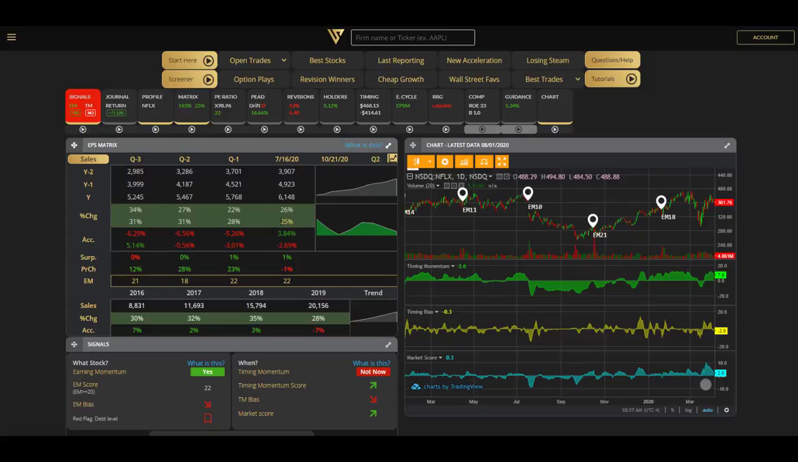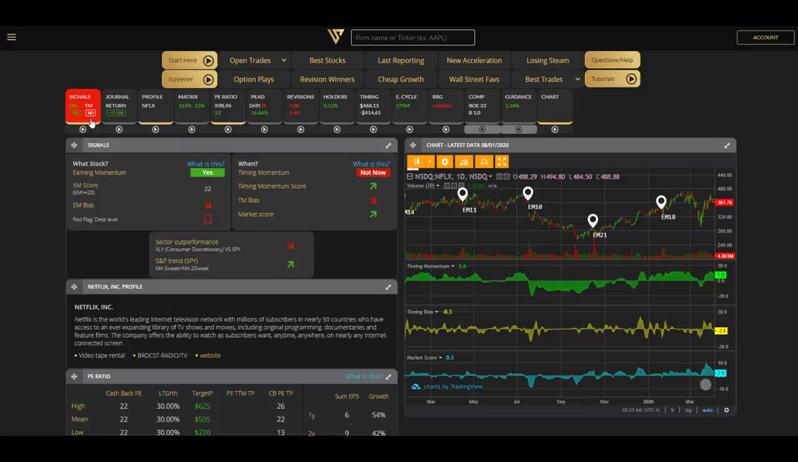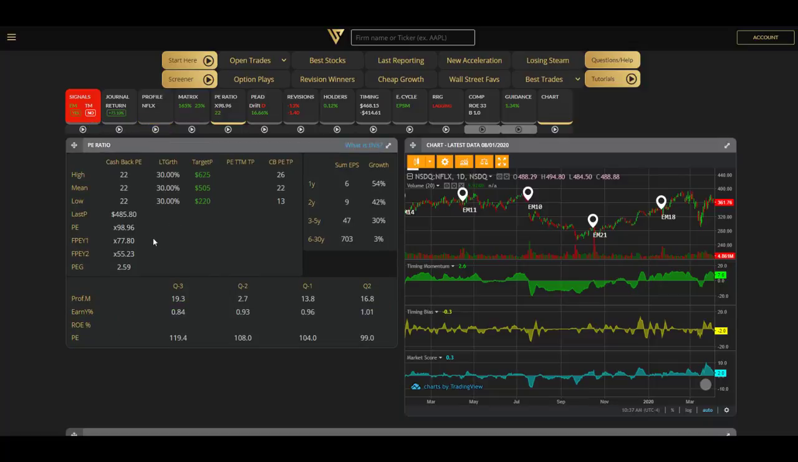There's a full video on this. The PE ratio gives you another version of a PE, which is much different. So for example, on Netflix here, PEs are off the charts, 98, 77, and 55 for forward year 1 and year 2, whereas our PE ratio is at 22.